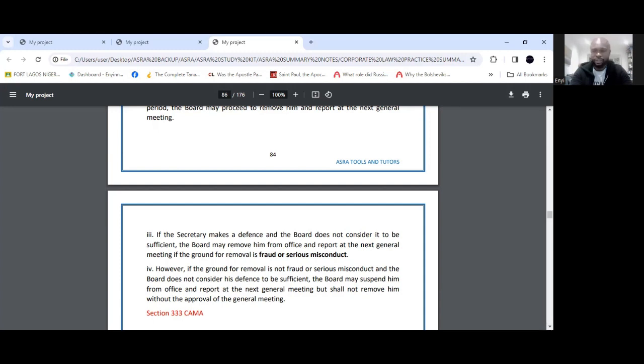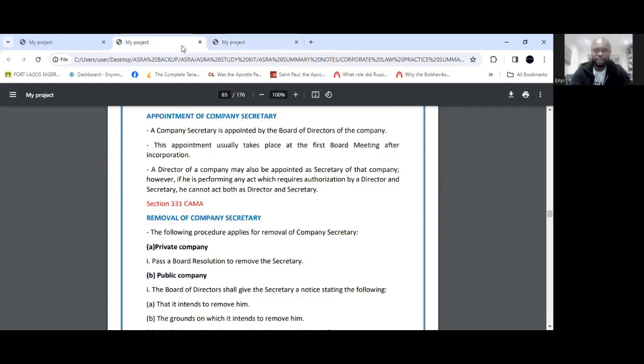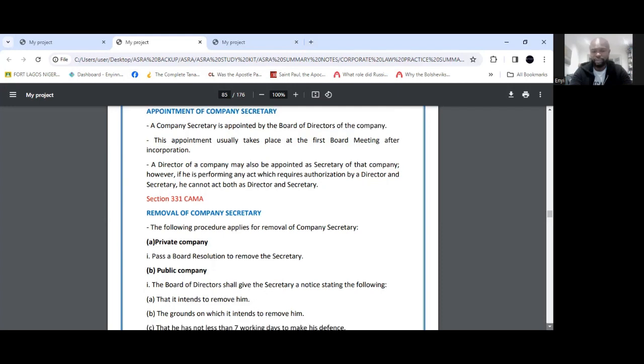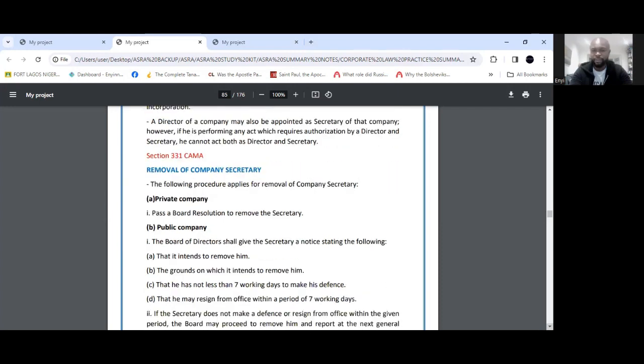So the first thing is that the board would give notice to the secretary, stating the intention to remove him as secretary, stating the grounds on which they intend to remove him, and also giving the person not less than 7 working days within which to make a defense or to resign. If the secretary fails to make a defense or resign within the 7 working day period, then the board can proceed to remove the person and report to the members at a general meeting.